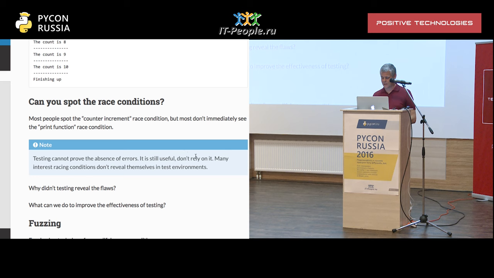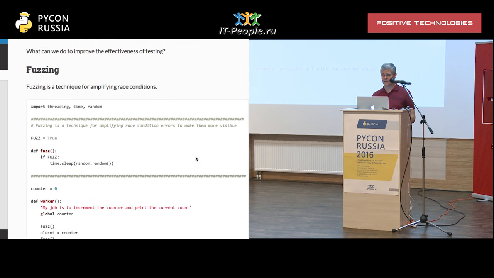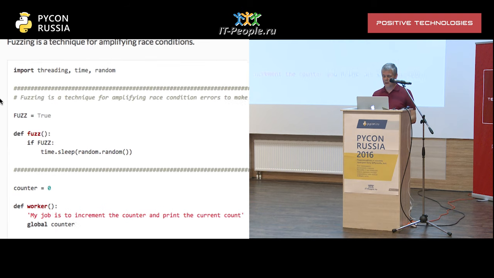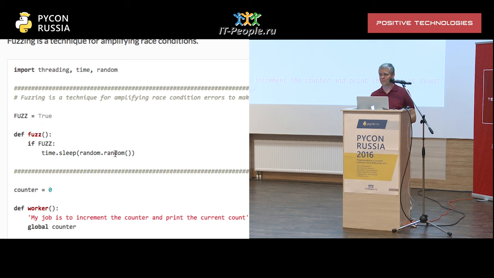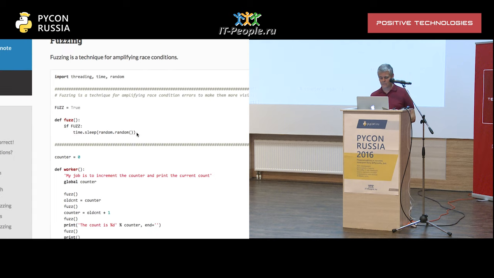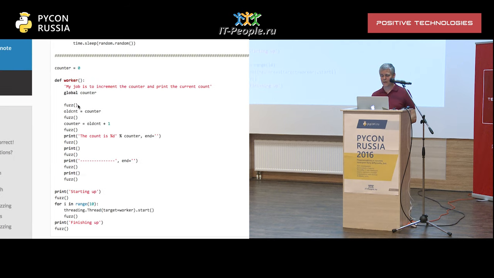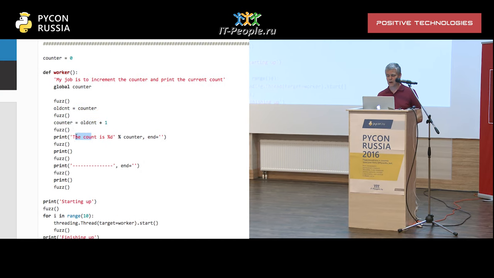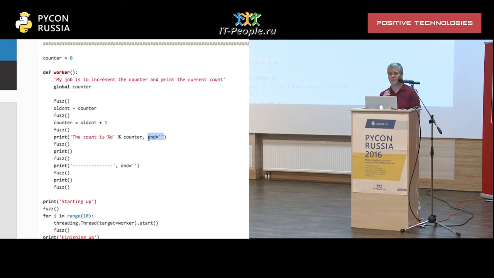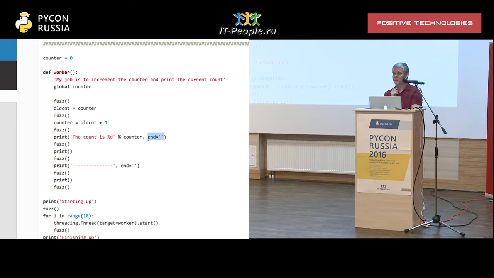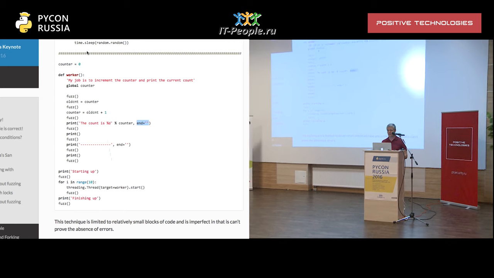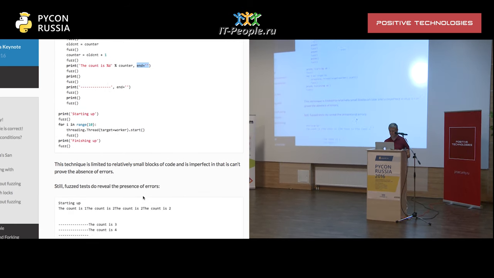So there's a technique that can be used to amplify the race condition, and it's called fuzzing. It's an easy thing to add. I put in a sleep for a random amount of time. This is not a perfect technique, but it is a decent technique. In between each step in the operation, I add a little bit of fuzz: getting the old value of the counter, the increment, fuzz, a print. Interestingly, the print has two separate steps, the print of the string that you wanted and the print of the new line, so I'm separating those two. And so I just added a little fuzz. Otherwise, this is the same code.